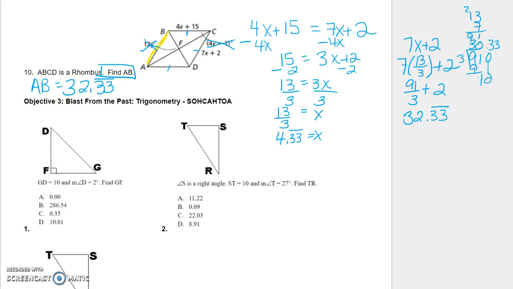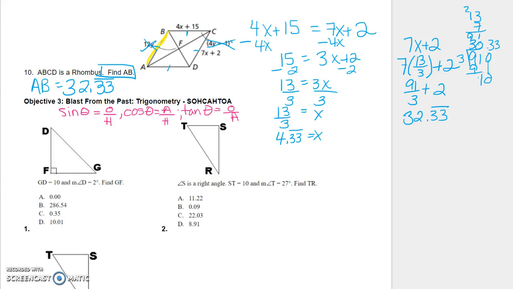Blast from the past, SOHCAHTOA. Sine is opposite over hypotenuse. Cosine is adjacent over hypotenuse. Tangent is opposite over adjacent. So sine is opposite over hypotenuse. Cosine of theta is equal to adjacent over hypotenuse, and tangent of theta is equal to opposite over adjacent. We were really rusty on these today.